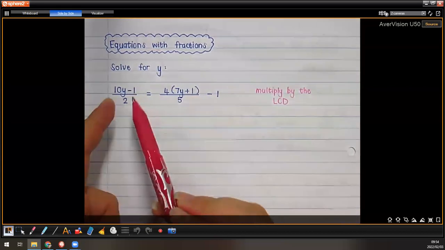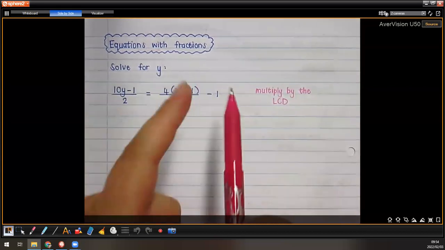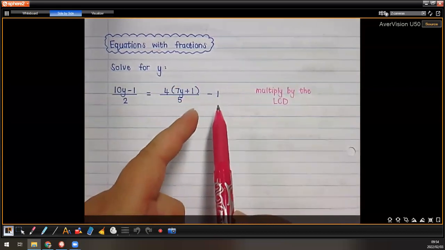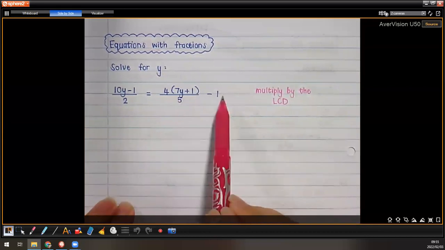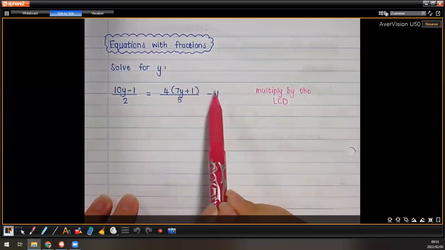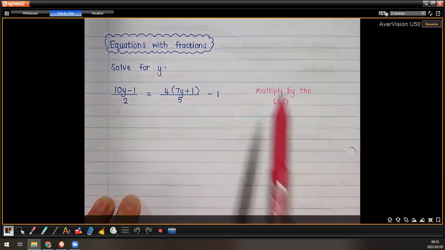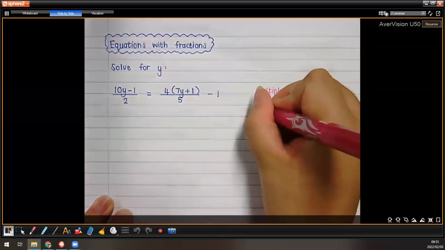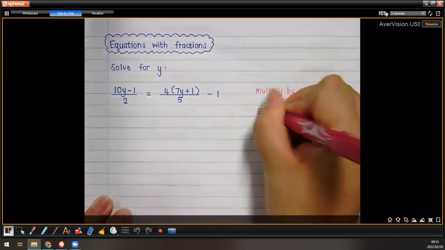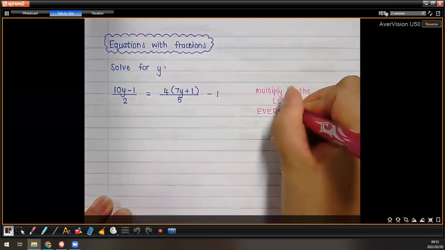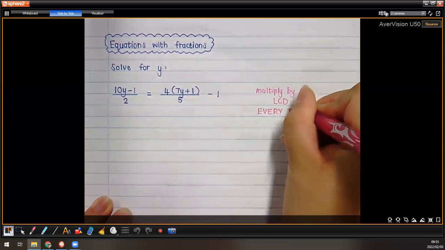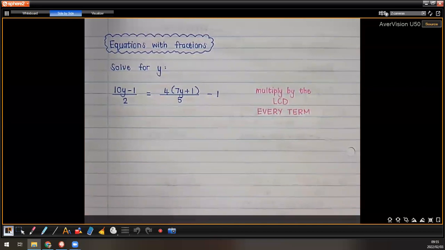Whatever I do on the one side of the equation, I have to do on the other side. Since there are multiple terms on this side, I need to multiply both of those terms by the LCD. So we are going to multiply every term by the LCD. Notice that this is different from what we did in the previous one. In the previous one, we wrote it over the LCD. When you're solving an equation, we're going to multiply by the LCD.